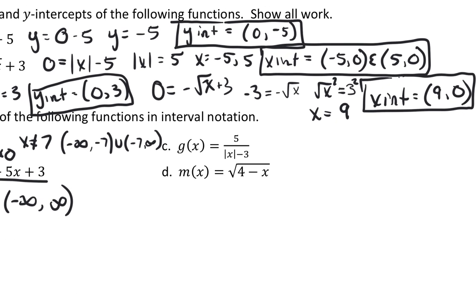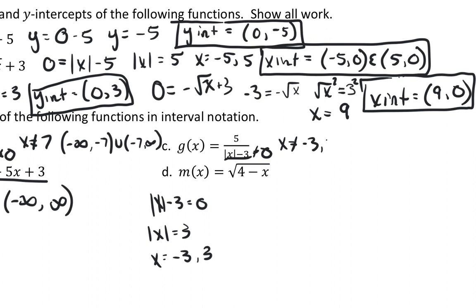For C, we have another denominator. So that means where can this denominator not equal 0, and that's where the denominator equals 0. So x cannot equal 3 or -3. So x cannot equal -3 or 3, or -infinity to -3.